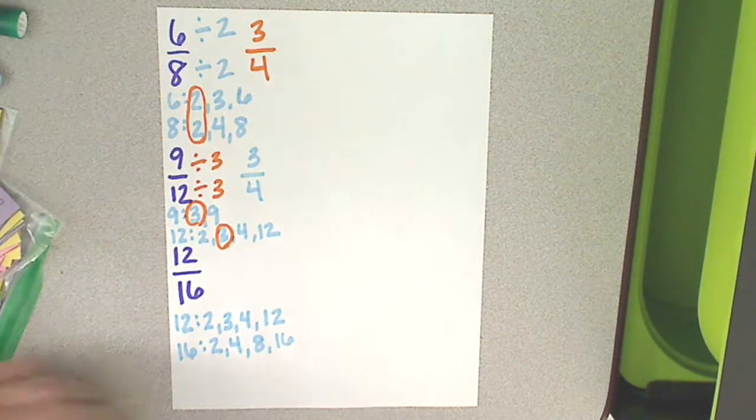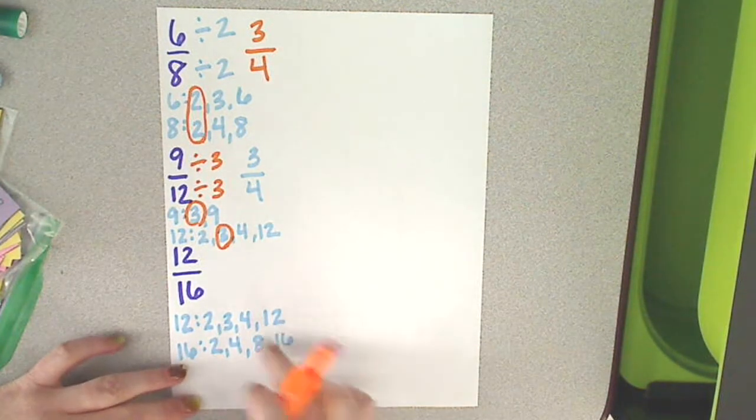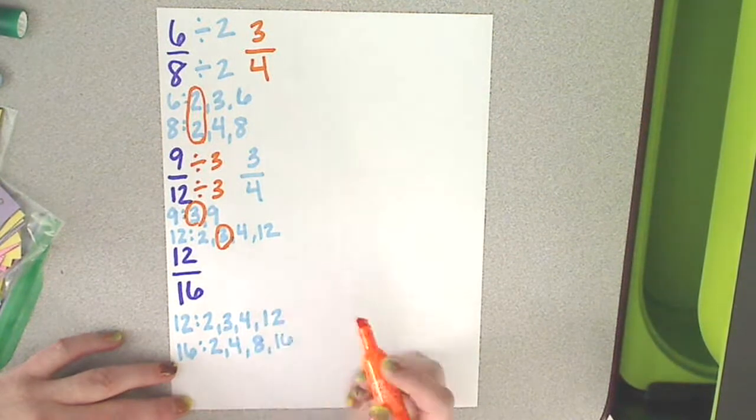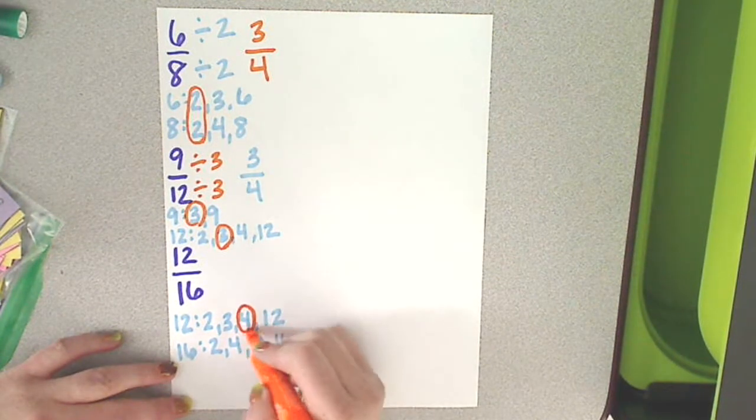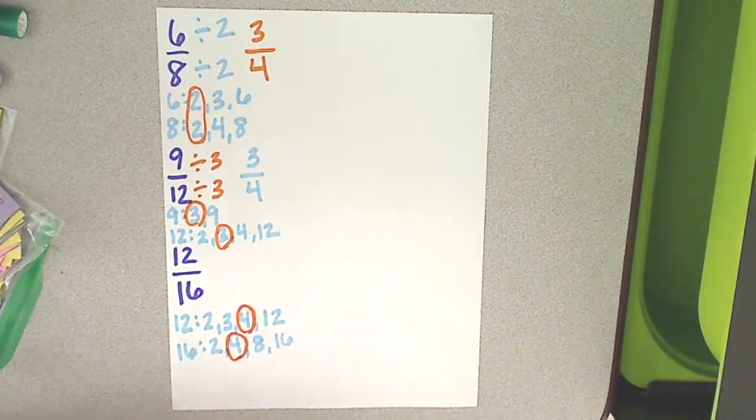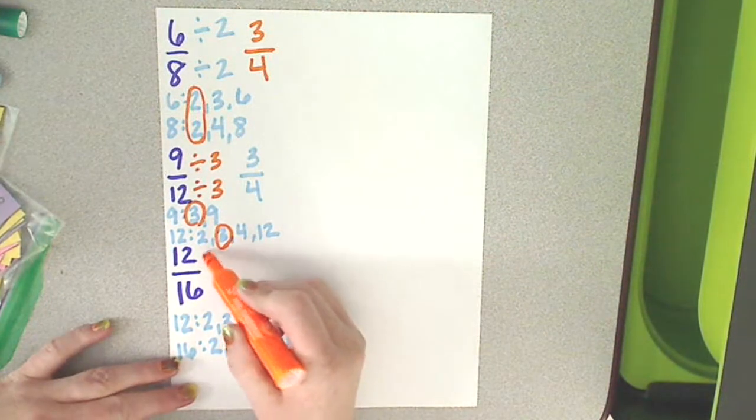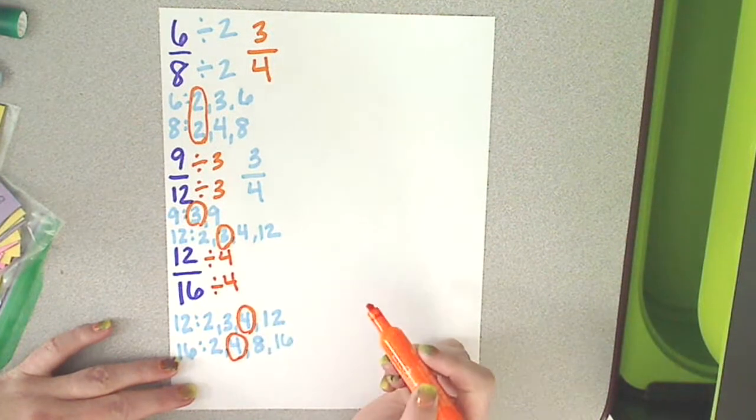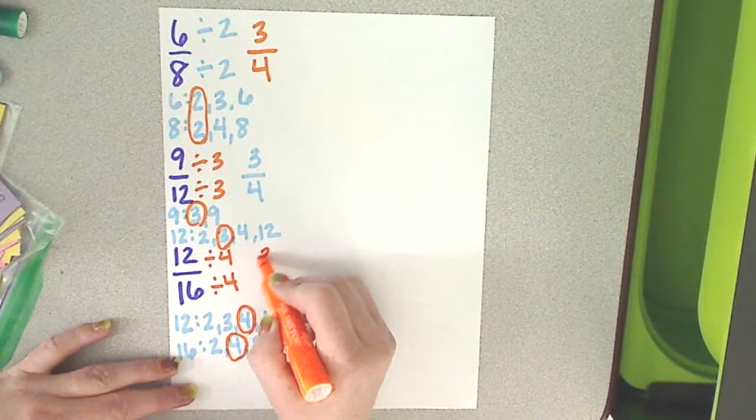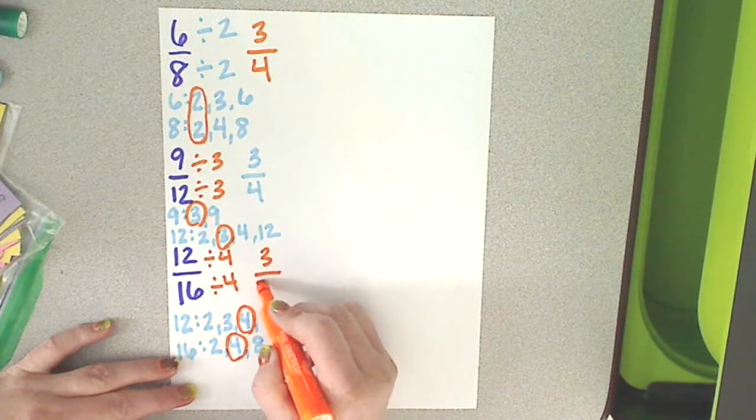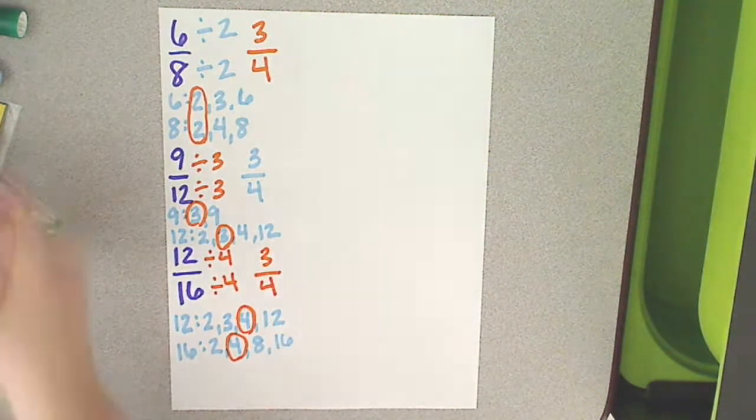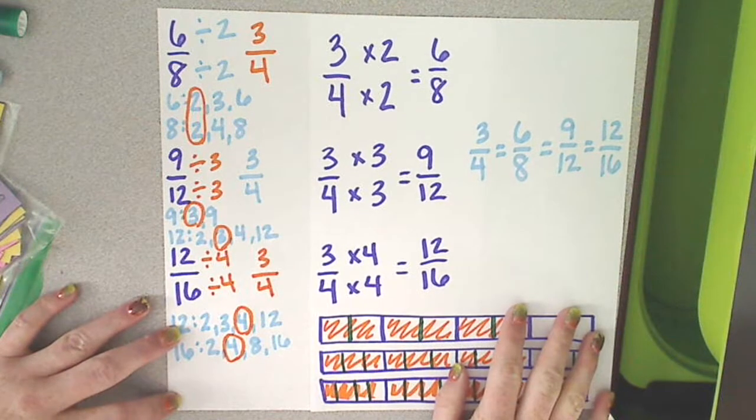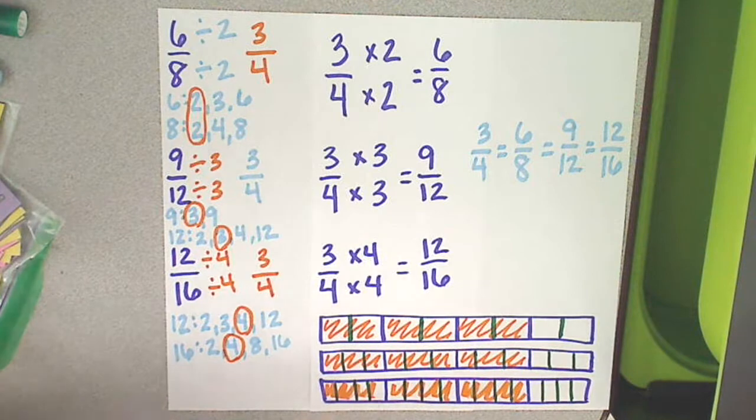So I can see that the greatest common factor is 4. It's the largest number that is a factor that they have in common. So I'm going to divide my numerator and my denominator by 4. 12 divided by 4 is 3. 16 divided by 4 is 4. And if I think about this, I'm seeing a lot of familiarities here.